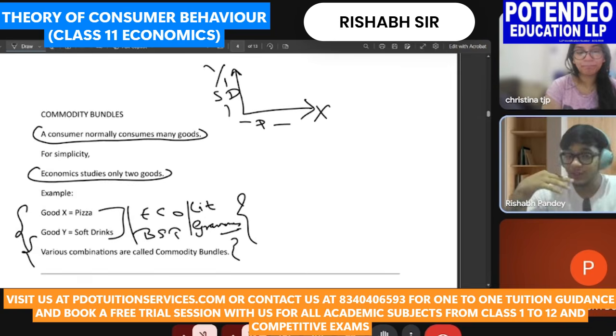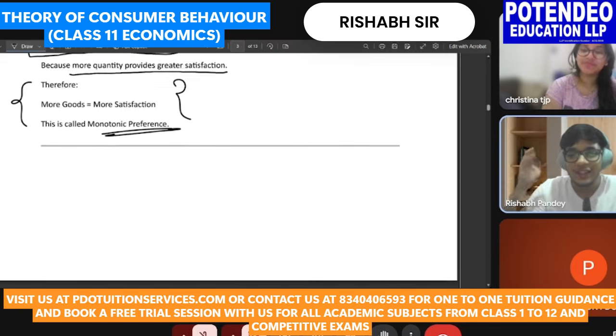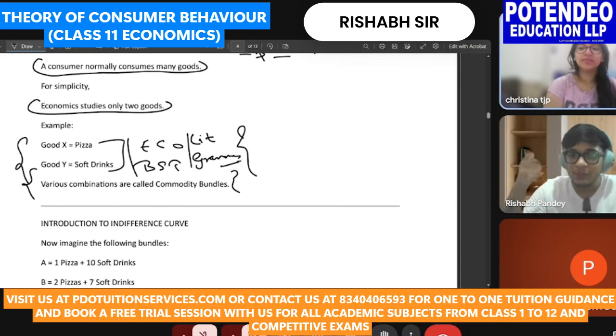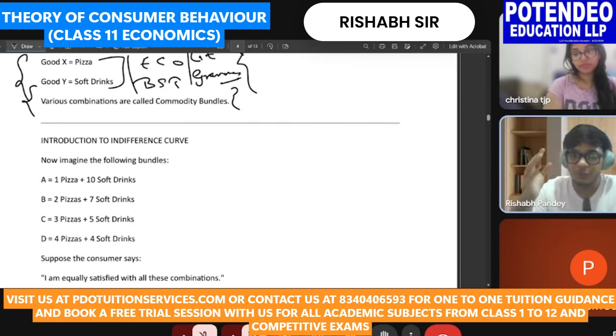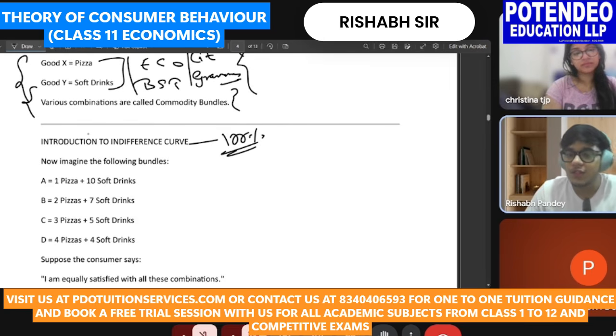Now let me introduce you to the main topic. You might ask me, why were we studying all this stuff? This is part of the chapter, but the main topic, which I want to give a lot of importance to, is 100% exam material. Again, something I'm telling you. It is called Introduction to Indifference Curve. What do you understand by this name, indifference curve? You know what a curve is, so it is like this.